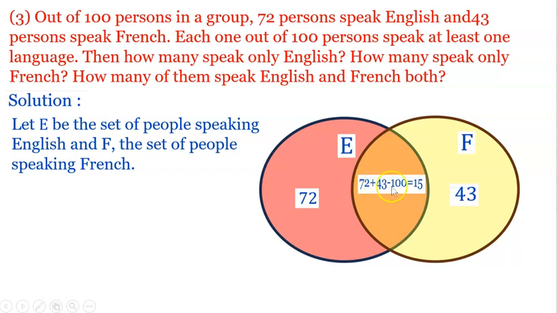72 plus 43 minus 100, and that equals 15. Okay, and here the 15 persons speak both English as well as French.